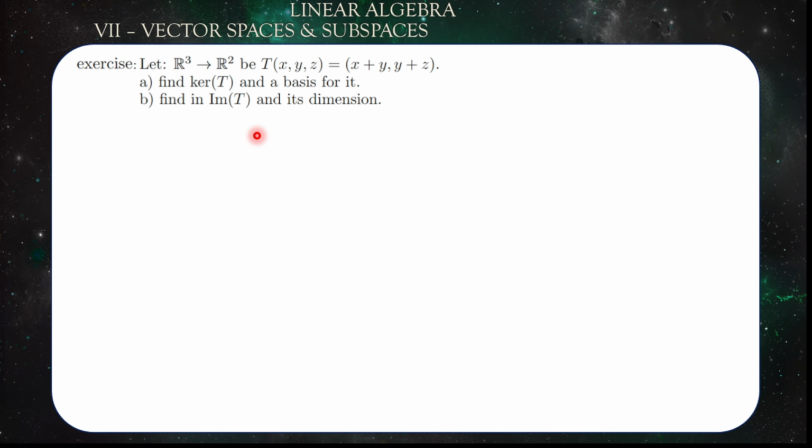Now let's solve the second part, which is b. You can pause the video if you want to solve it first before getting back to the solution. Let's find an image of T and its dimension. Okay, so how do we actually do that?